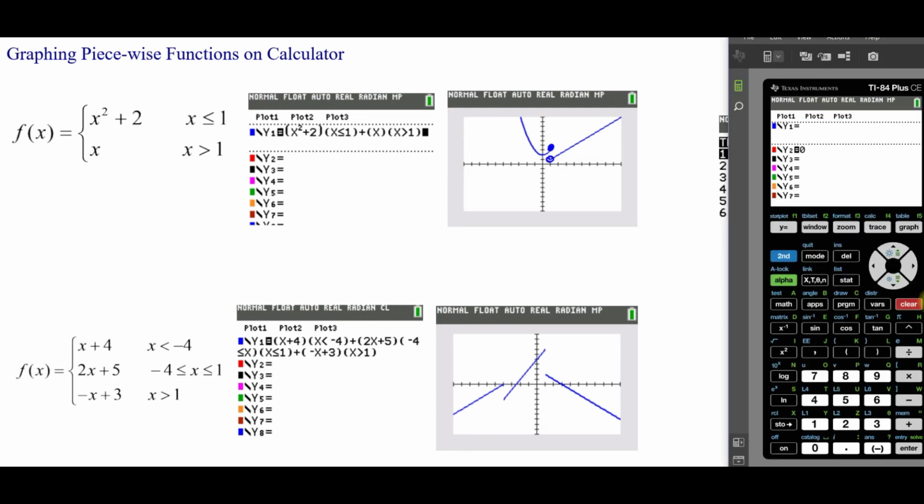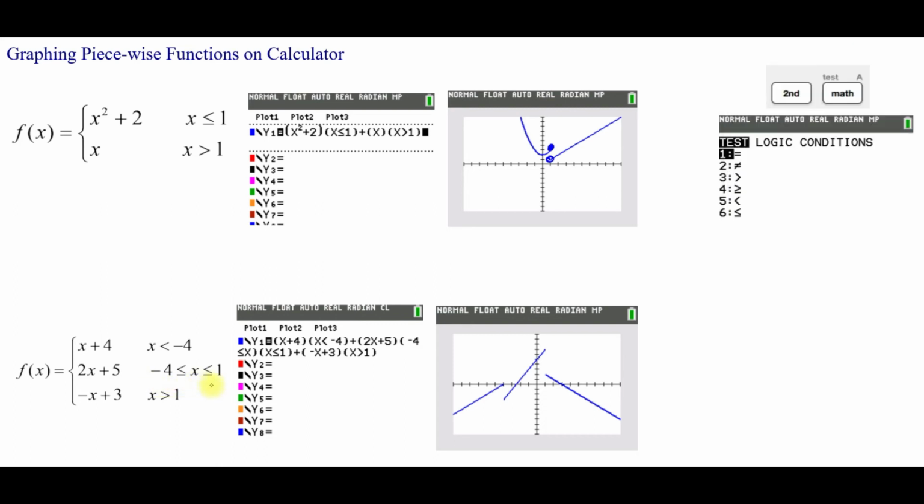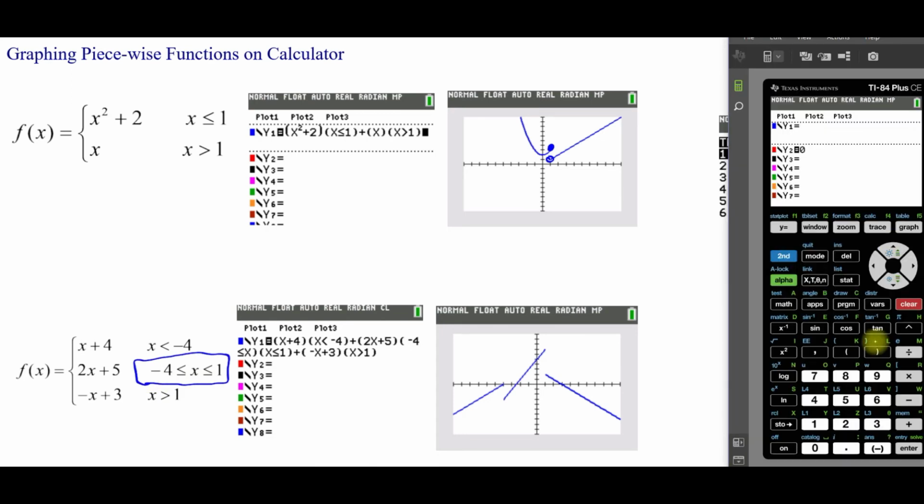On the second example, when you're graphing a piecewise function which has more than 2 expressions to it, you have to be a little bit careful with those compound inequalities. So this compound inequality here is a little bit tricky on the graphing calculator. So let's take a look at how to put that in.